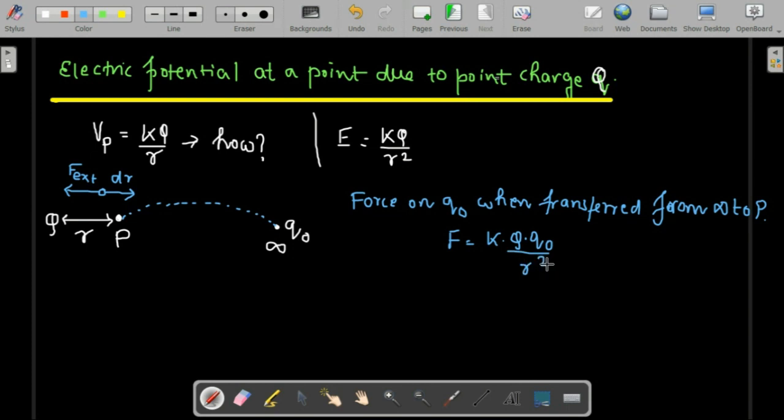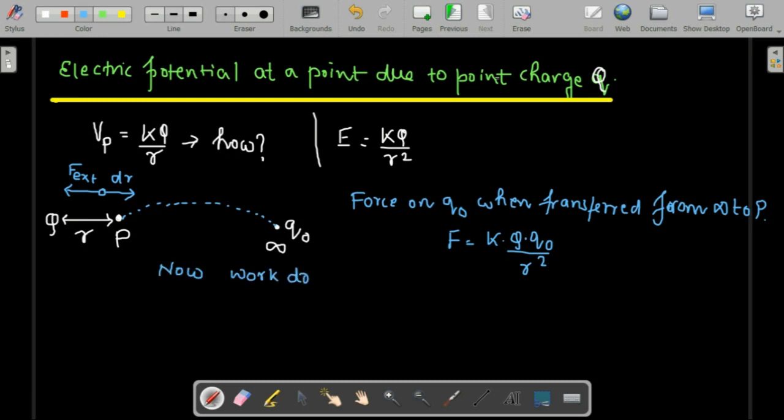If you know the force, we can find out the work done, because work done is equal to force into displacement. So we can do that. And work done per unit test charge is nothing but the potential. So we're going to use that definition. But now what we are going to do is find out the work done. So let's do it now.